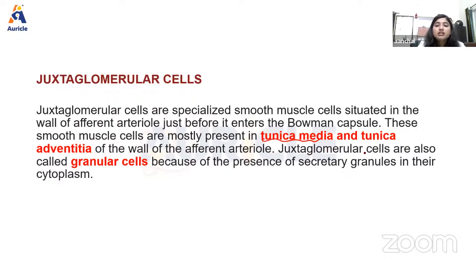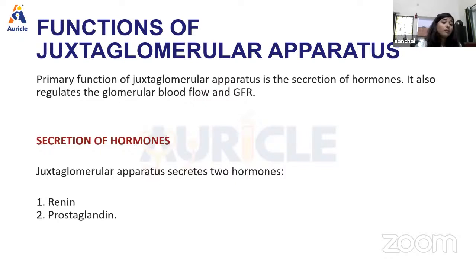Now, the JG cells are also known as granule cells because of the presence of secretory granules in their cytoplasm. So some type of granules are present in the cytoplasm of JG cells. So that's why another name for JG cell is granule cells. Right? Now we will learn about the very important function, and firstly we will learn about the secretion of hormone.